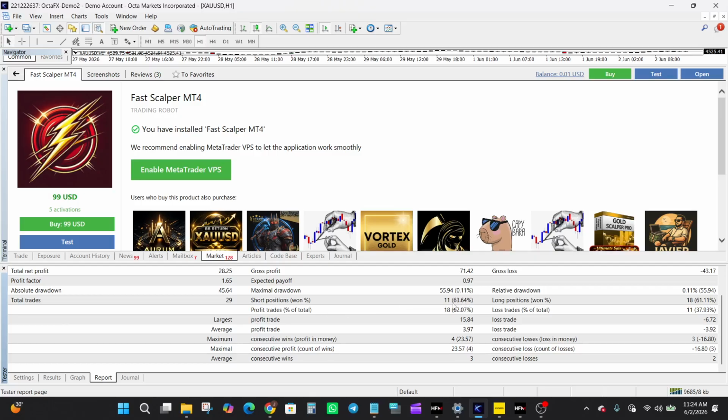And then we can see that 11 were short positions with a 63.64% win rate, and 18 were long positions with a 61.11% win rate. Now, the largest profit was $15.84, and the largest loss was just $6.72. The average profit was $3.97, and the average loss was $3.92.